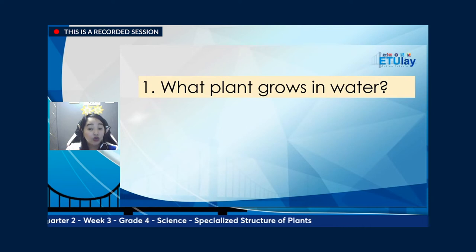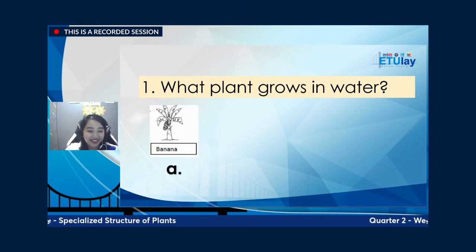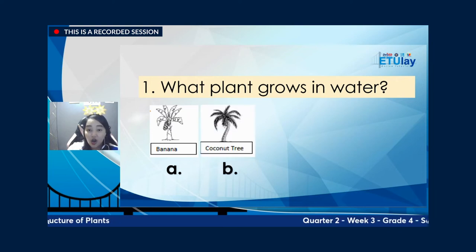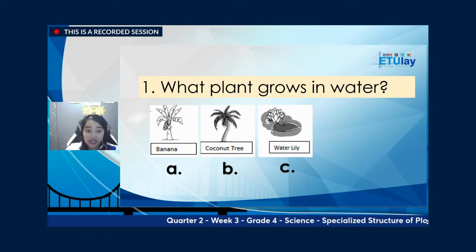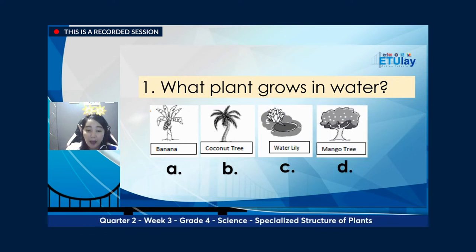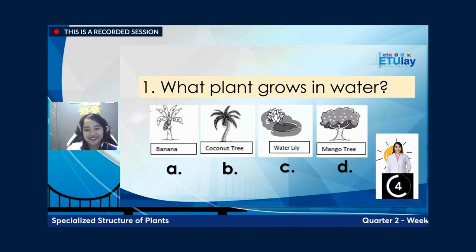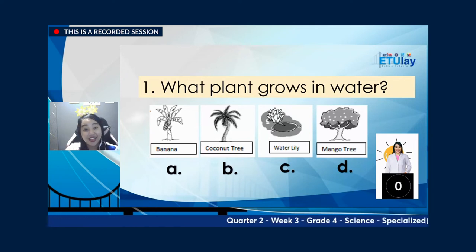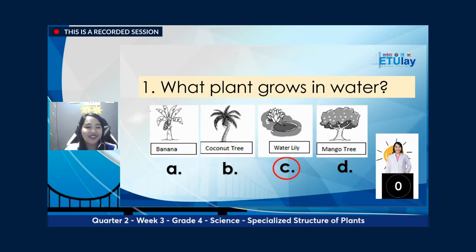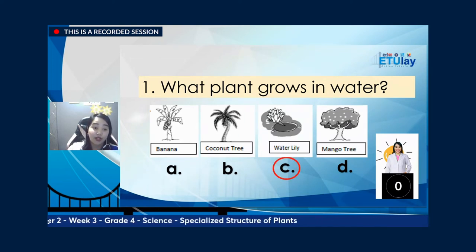what plant grows in water? A. Banana. B. Coconut tree. C. Water lily. Or letter D. Mango tree. Your 5 seconds starts now. Alright, definitely the correct answer is letter C, water lily. Okay, for number two.